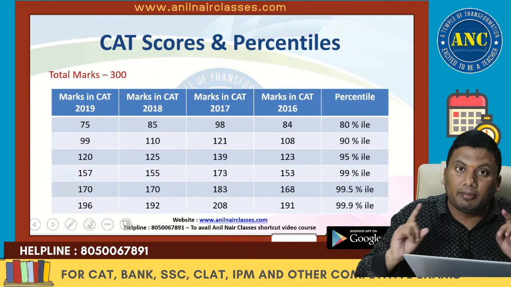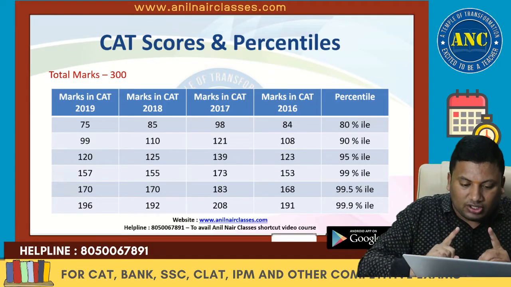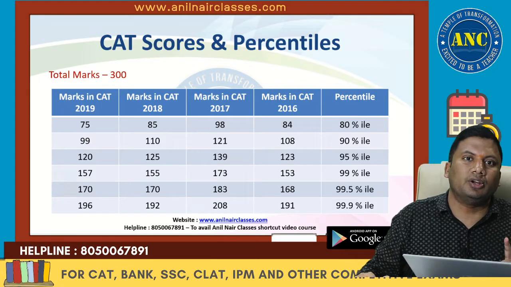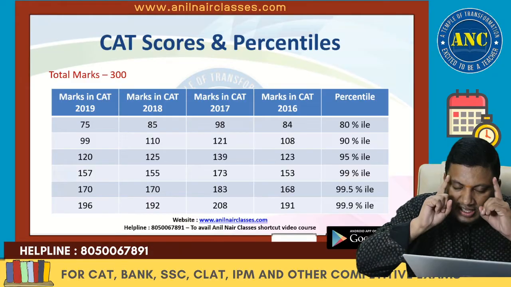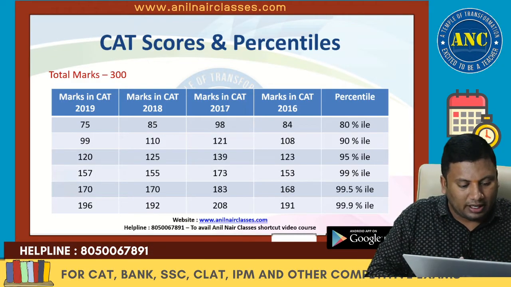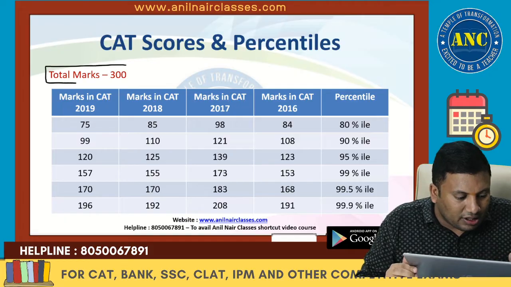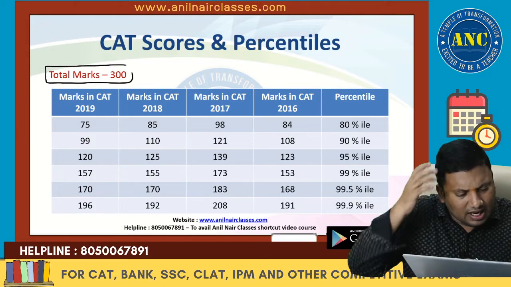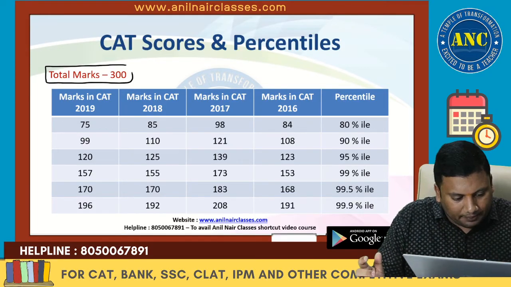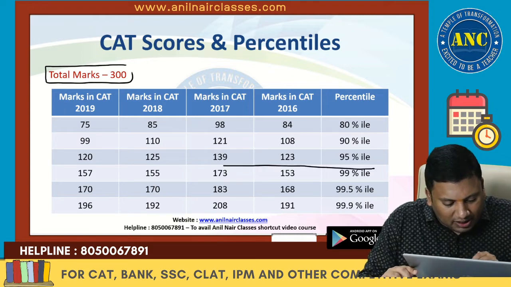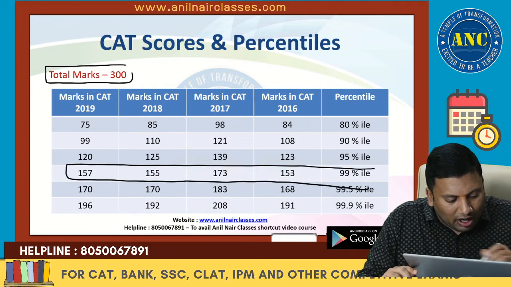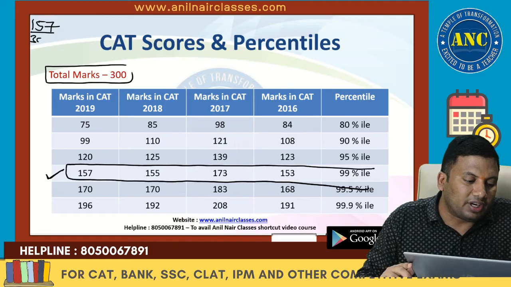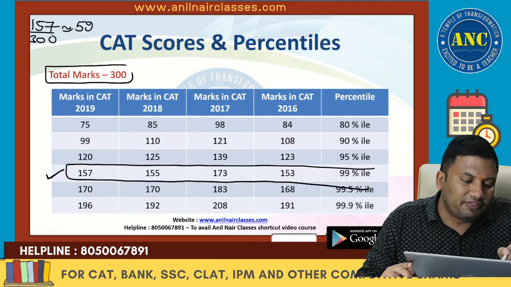Now this is an extremely important percentile table. If anybody is watching the video, kindly take a screenshot, take a printout and put it in your study room or cubicle, because these data points should always be in your mind. If you see CAT 2019, this year's pattern will more or less be the same as the previous year. For the 99 plus percentile, this should be your target: 157 marks out of 300, just close to 52%.